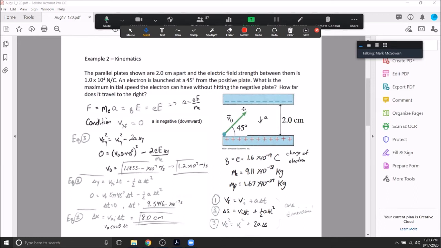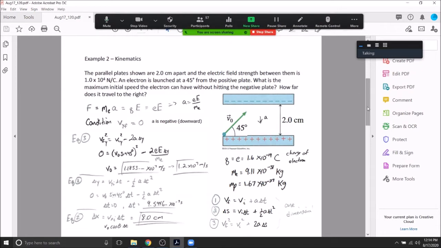That's the first kinematic thing we have. Then after that, we can figure out how far it travels in x, which is pretty much irrelevant, but let's go ahead and do it. So, some information you need to know. You know the magnitude of the electron's charge, 1.6 times 10 to the minus 19 coulombs. And then I have the mass of the electron and the proton. I don't know why the proton's mass is here, but whatever. We're not dealing with the proton right now. Do I do anything with that? No, I don't. It's weird.